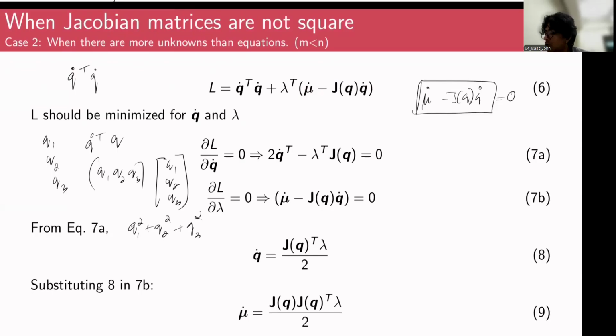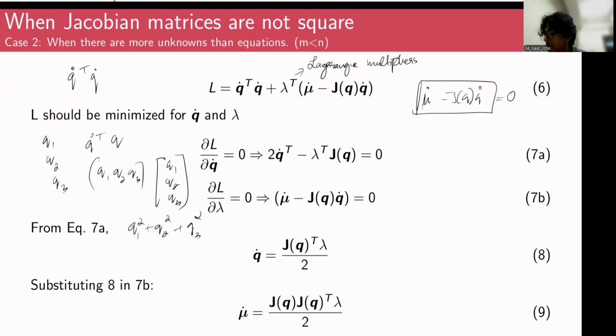Or we have to also minimize the gap between mu dot and J of q multiplied by q dot. So that becomes a constraint, and we give individual weights to each of these constraints. Maybe a constraint in one direction could be more valuable than the constraint along another direction. So we multiply these constraints with weights. We call this lambda. In optimization terms, we call this lambda the Lagrange multipliers.